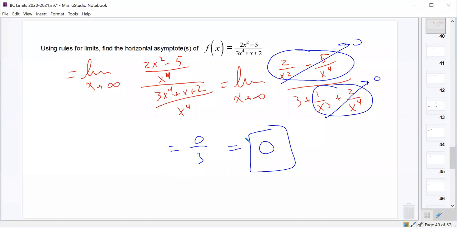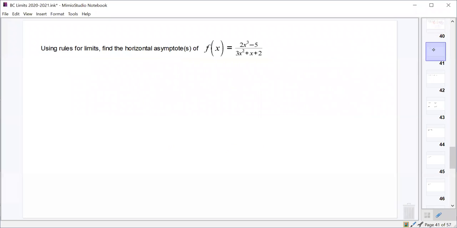And that should remind us of the rule that if the degree of the numerator is less than the degree of the denominator for a rational function, the horizontal asymptote should be y equals 0. And what's the rule for the numerator's degree being more than the denominator's degree?